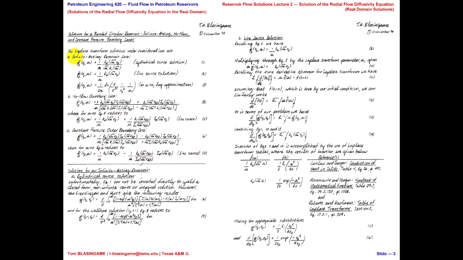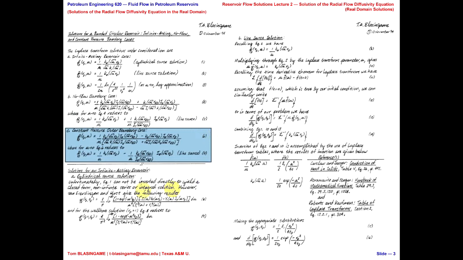Just so everybody's familiar: the cylindrical source solution, infinite acting reservoir; the line source solution, infinite acting reservoir; the log approximation, infinite acting reservoir; the no flow outer boundary case, which we just derived. And for the case where u is approaching 0, we get this, which is what we just derived. And of course, the constant pressure cases are down here.